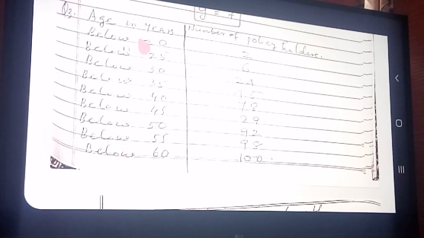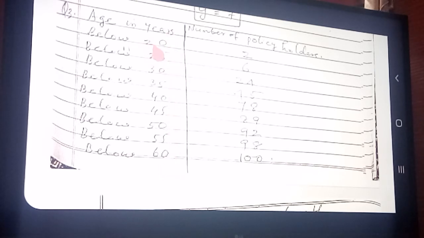So listen here. See all these values: below 20 means this is the upper boundary point of the class, and below 25, you see these all are the upper boundary points of the particular classes given.